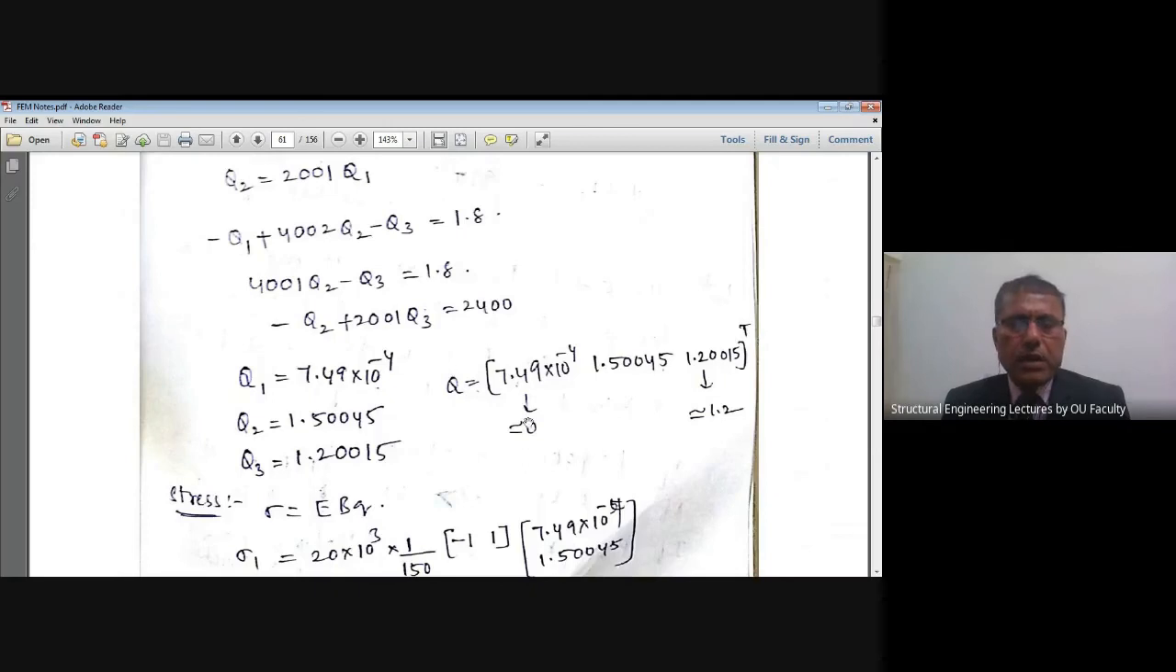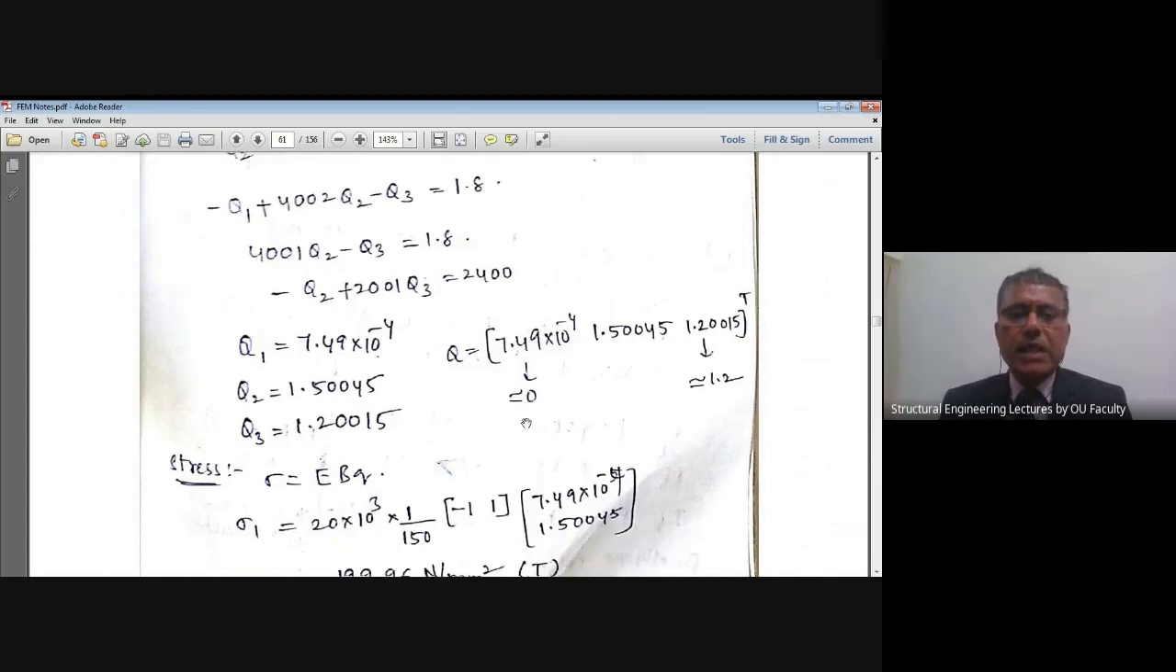Hence, that is how my global displacement vector Q1 is equal to 7.49 × 10^-4 compared to that of 1.5 or 1.2 mm. This value is very small, negligible. Therefore, it indicates that the left support, though it is modeled using the penalty approach, is not yielding. Tending towards 0 means it is not yielding. Either it should be a rigid support or a hinged support. Yes, in this case, it is a hinged support.